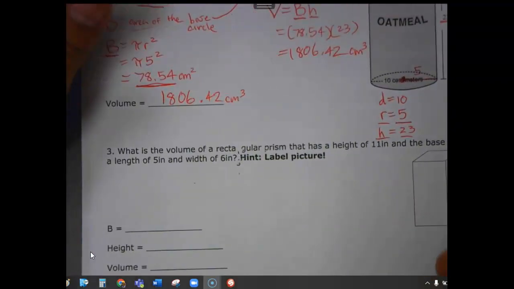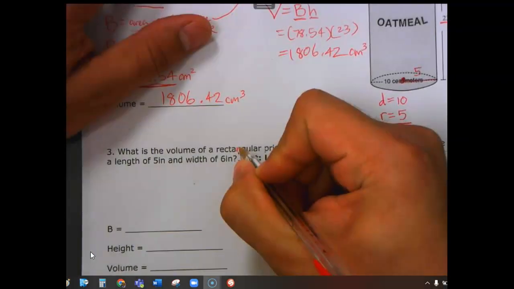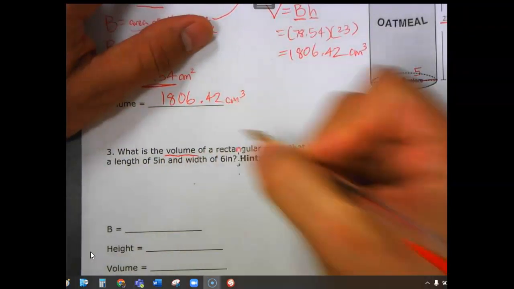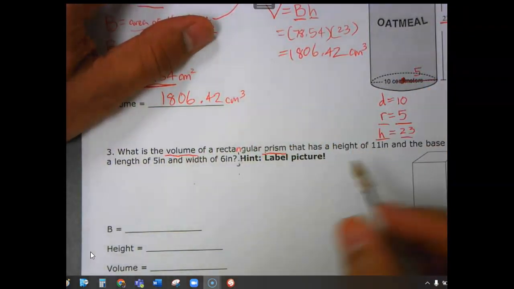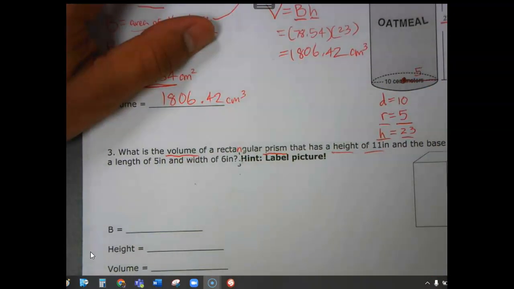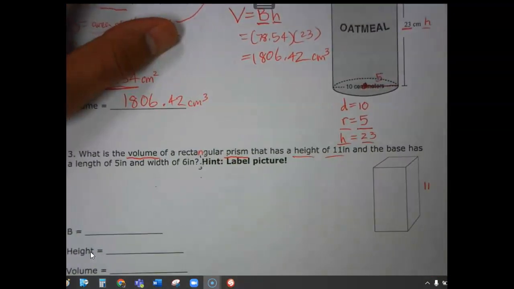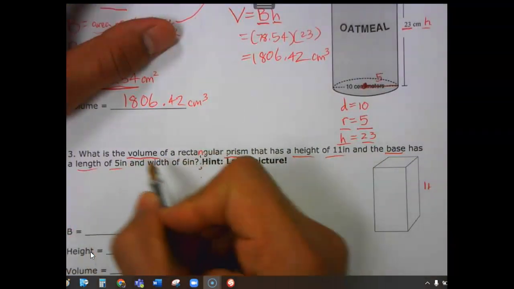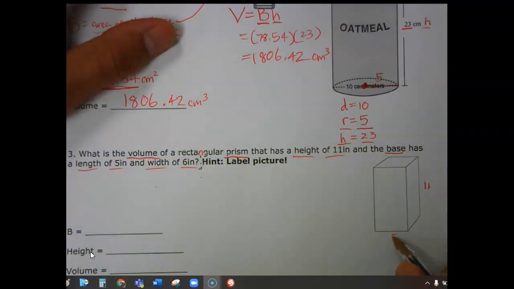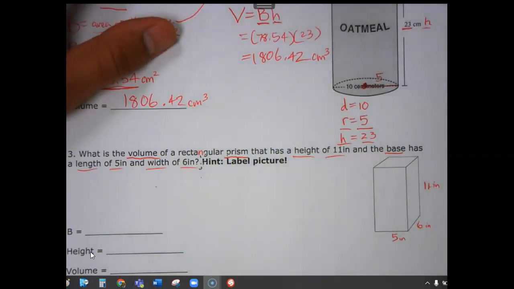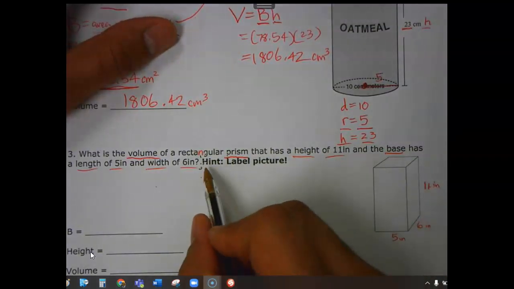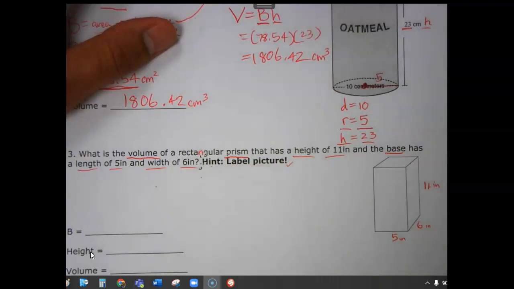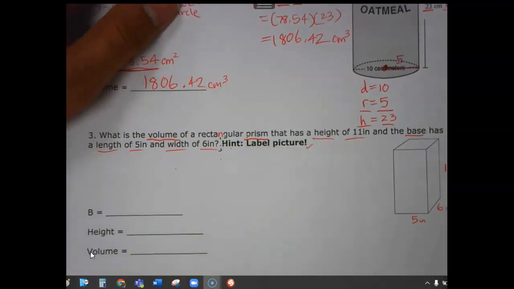So, what is the volume of a rectangular prism? We have a height of 11, so let's put that over here on the picture. 11, and the base has a length of 5 and a width of 6. Length of 5, width of 6, these are all inches. All right. So we labeled the picture like it says. Now, we want to find the volume.